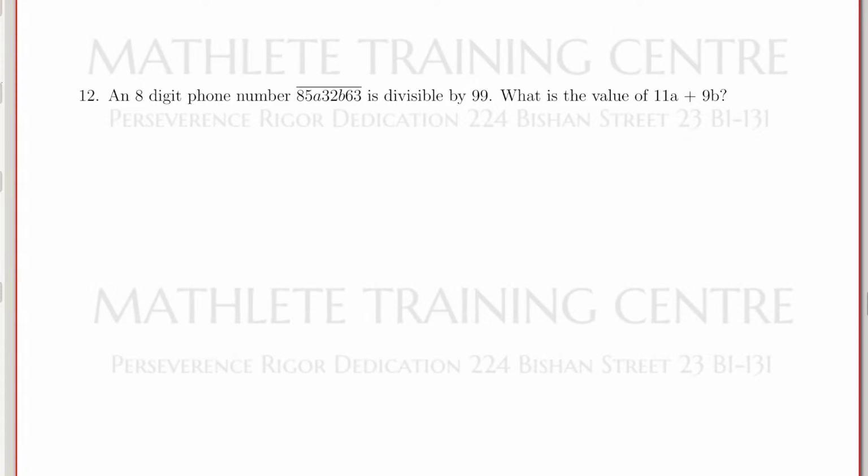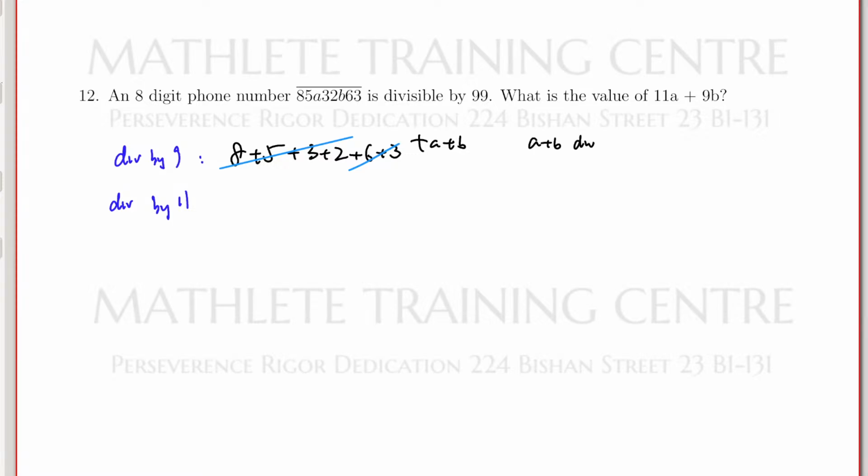So divisible by 99, again, there will be two conditions. Divisible by 9 is the sum of digits. So in this case, it will be 8, 5, 3, 2, 6, 3, and then A and B, right? Here, notice that 6 plus 3 is a multiple of 9, so you can immediately ignore that. Then in front, 18 is also a multiple of 9, so you can ignore that. So actually what it means is that A plus B is divisible by 9.